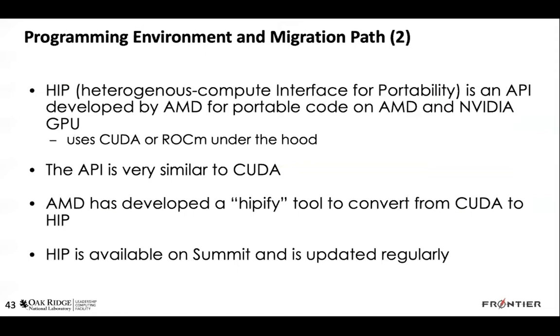So HIP, like I said, is an API developed by AMD to be able to port codes from AMD to NVIDIA. So this uses CUDA and ROCm under the hood. And AMD has developed a HIPify tool, which basically converts all your CUDA calls to corresponding HIP calls. Is it perfect? Not perfect. After you HIPify, you need to go back and look at your code, but it does a really good job of getting you to step 0 of having all your code in portable HIP.